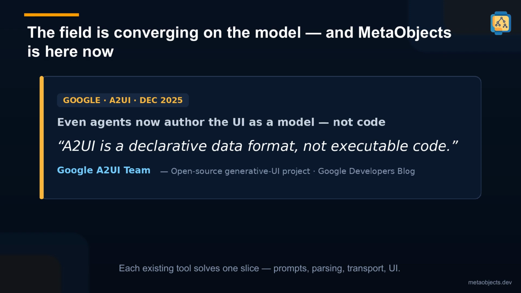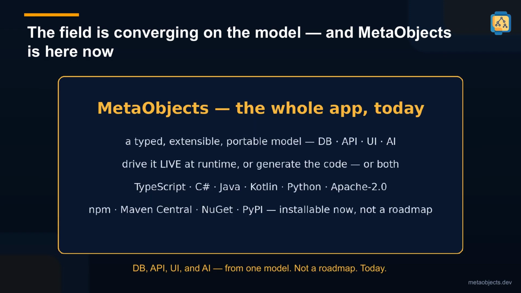And this is where the whole industry is heading. Let the AI author a model, not raw code. Google's A2 UI now has agents author the user interface as a declarative model, a data format, not executable code. But it's only the UI, a fixed palette, and every tool out there solves just one slice. MetaObjects spans it, shipping today. One typed, extensible, portable model for your database, API, UI, and AI. Not a roadmap. Installable now.